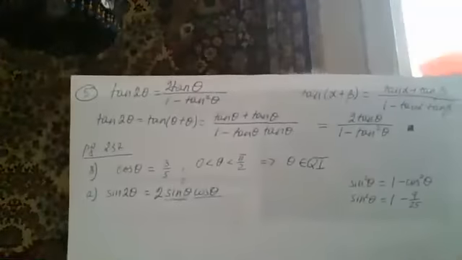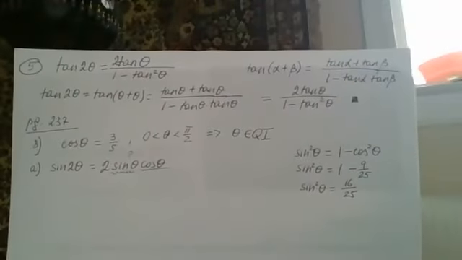Can we plug in 3/5 and square it instead of cosine? So it will be 1 minus, if you square 3/5, is it 9/25? Yes. If you subtract 9/25 from 1, what do you get? 16/25. Absolutely, 16/25. But I'm not interested in sine squared. I need to get the first power of sine of theta. Can I take the square root from both sides?